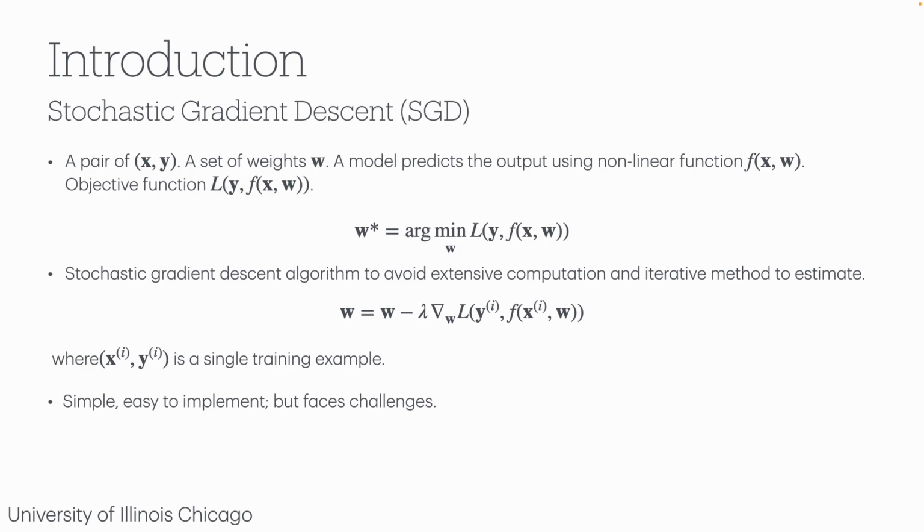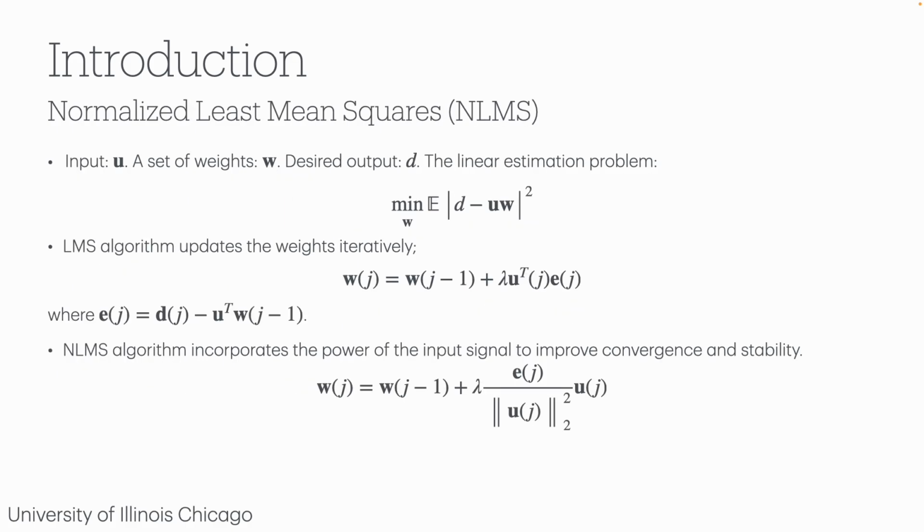And SGD is developed to avoid extensive computation, and it presents an iterative method to estimate the weights. You can here see the formula. It utilizes the gradient of the cost function with respect to the current set of weights and a single training example. That's where the stochastic comes from. So SGD is itself simple, easy to implement, but it has limitations.